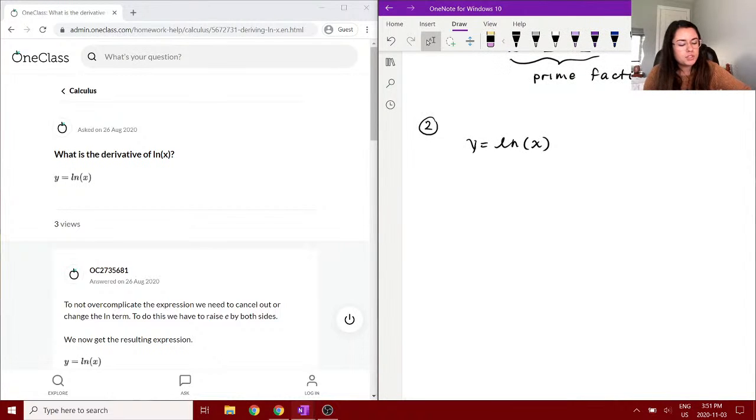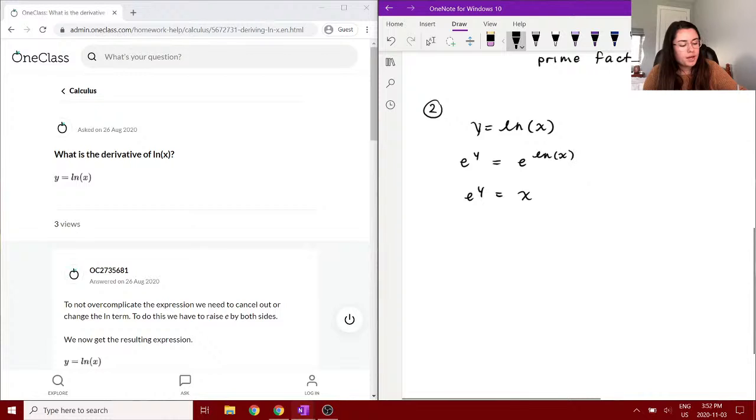What we want to do is change this into a different form so that it's easier to work with. Using our ln rules, if you raise both sides to an exponential, e to the ln x, like this, we know that the exponential and the ln essentially cancel each other out, so that it is equal to x.